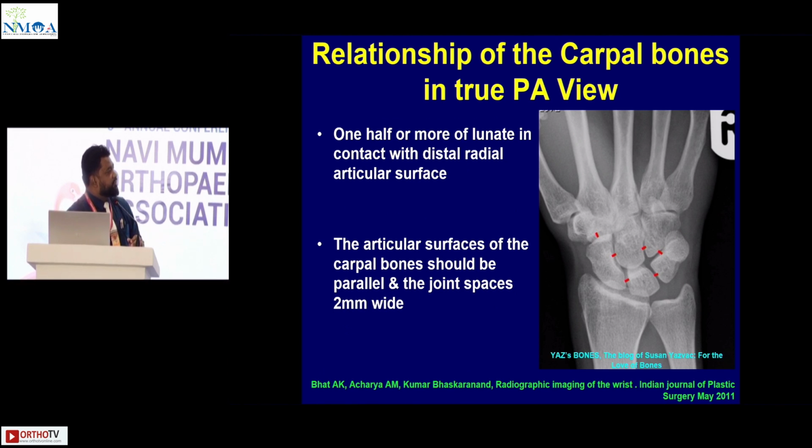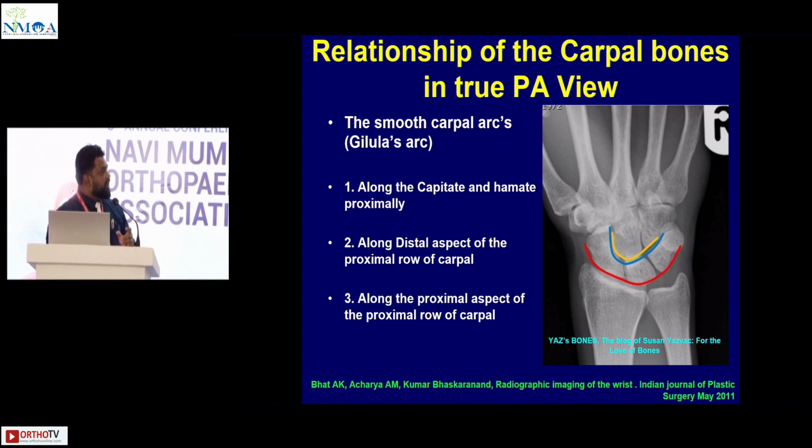Now let us see the relations of the carpals. One half of the lunate should be in contact with the articular surface in a good true PA view. The articular surfaces of the carpal bones should be parallel and the joint spaces should be 2 to 3 millimeters, not more than that. Then there are different relationships between the arcs, called Gilula's arcs. These are curvilinear, almost parallel to each other. There are 3 lines. One is along the proximal row of the capitate and the hamate. Then the distalmost aspect of the proximal row, which belongs to the scaphoid, the lunate and the triquetrum. And the third line is along the proximal aspect of the proximal carpal row.